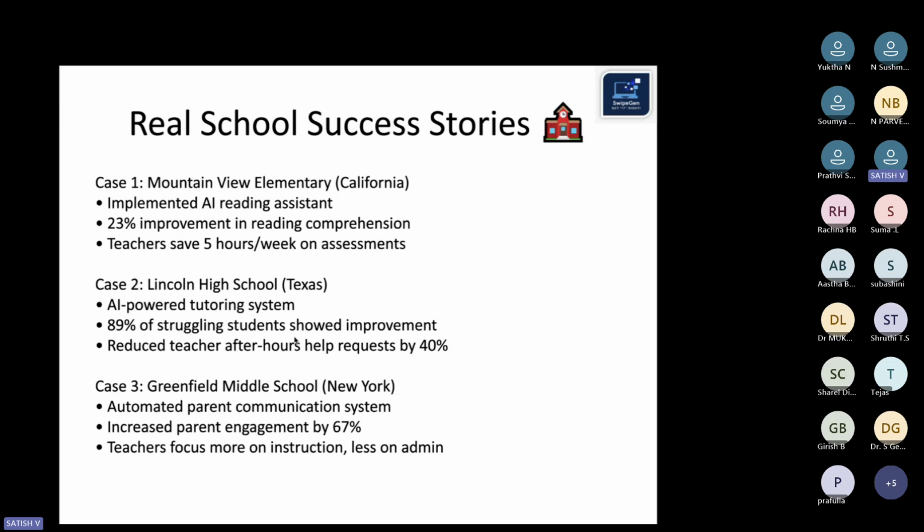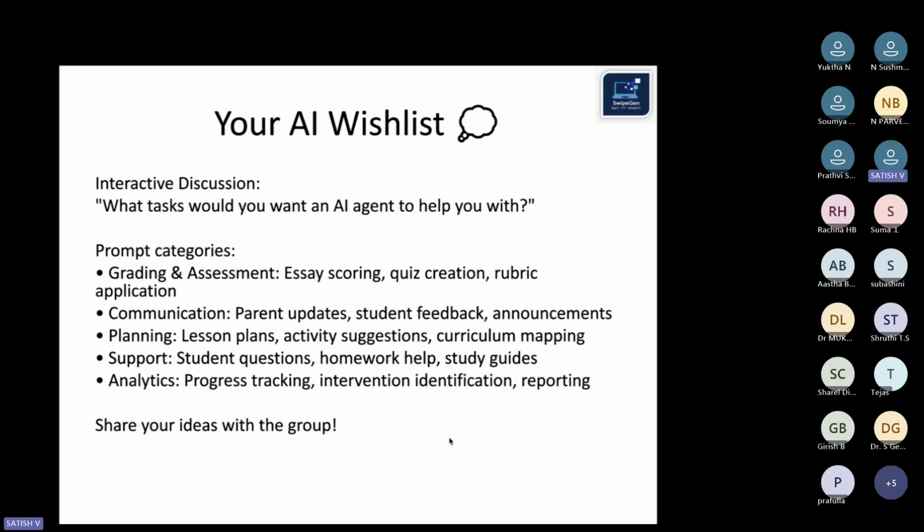Then similarly we have one more case study from the Greenfield Middle School, New York. There is an automated parent communication system also. If the students are not responding properly, or the attendance is not proper, or if there is something that needs the parents' attention, all these things are managed through agentic AI, increasing the relationship between the parents and the school or stakeholders by 67%. So teachers focus more on instruction, less on admin work.